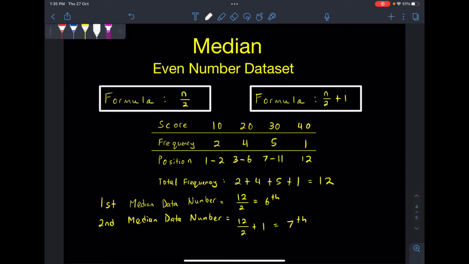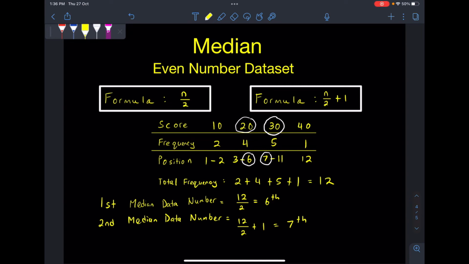So where is my 6th and 7th number? Well, it will be over here, right? So the 6 is over here and the 7 is over here. So relate it back to the score again. For number 6, it would be 20, right? And for the number 7, it's attached to the number 30. Exactly. So now, how do I finish up my question? Like, how do I get the median, right? Because I've got two numbers right now, 20 and 30.